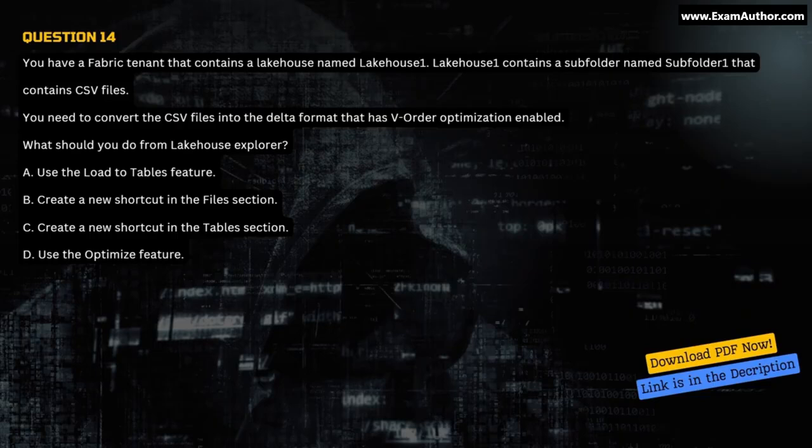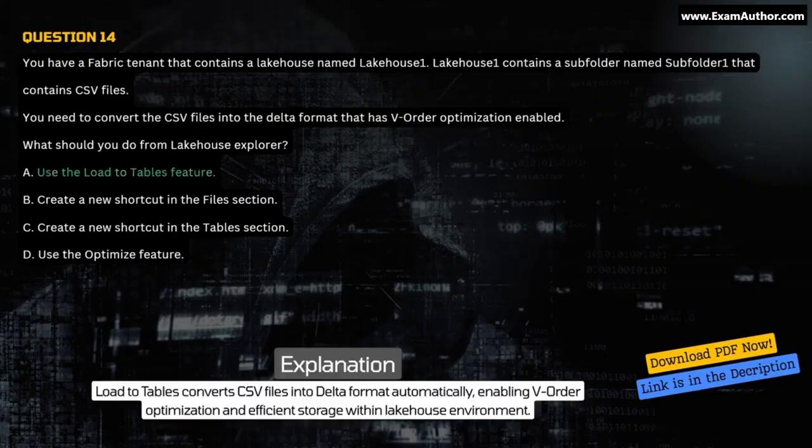Correct answer A. Use the Load to Tables feature. Explanation: Load to Tables converts CSV files into Delta format automatically, enabling vOrder optimization and efficient storage within the Lakehouse environment.